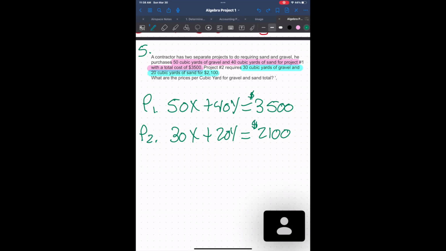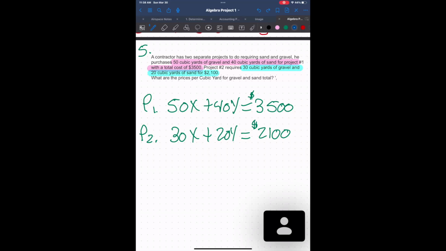Okay. So again, we have taken all the information into 2 separate equations, right? We took 50 cubic yards of gravel, 40 cubic yards of sand for project number 1. Total cost $3,500. 30 yards of gravel, 20 yards of sand, $2,100. Okay, project 1, project 2. We separated them. We are going to solve by elimination.